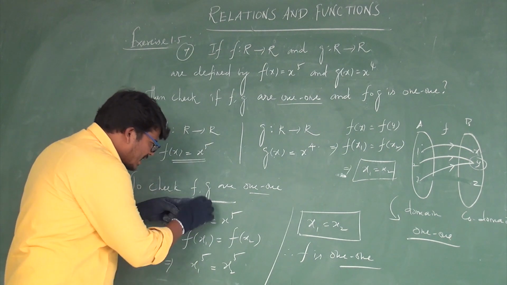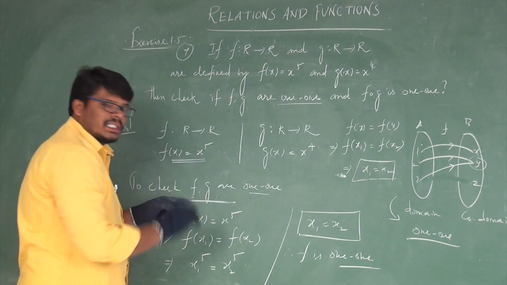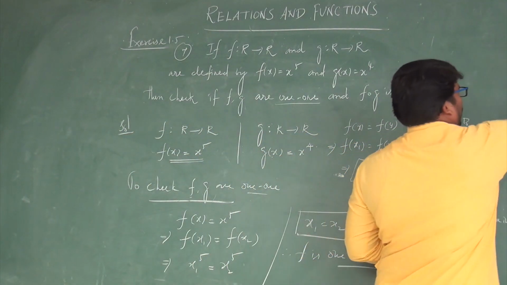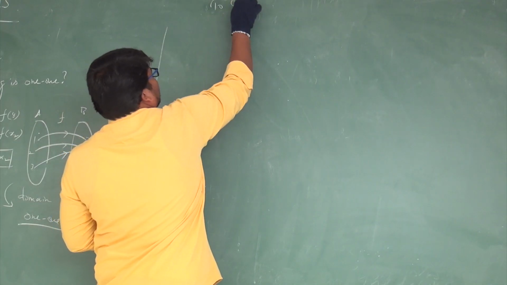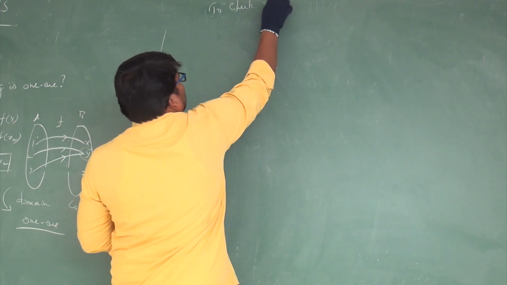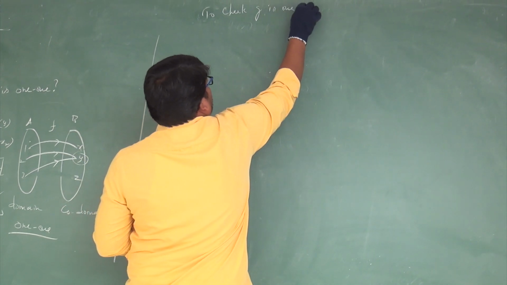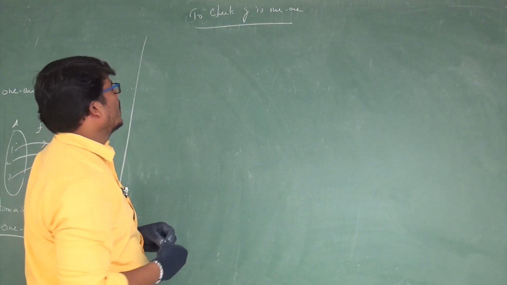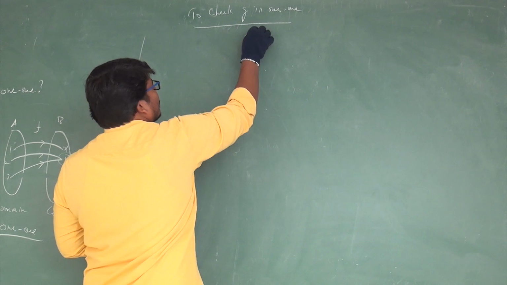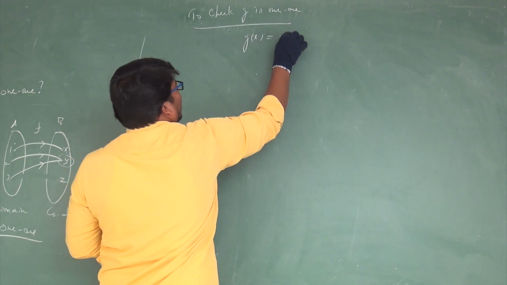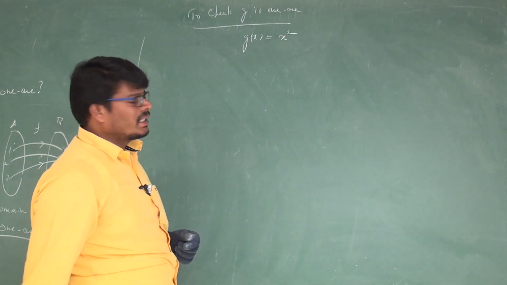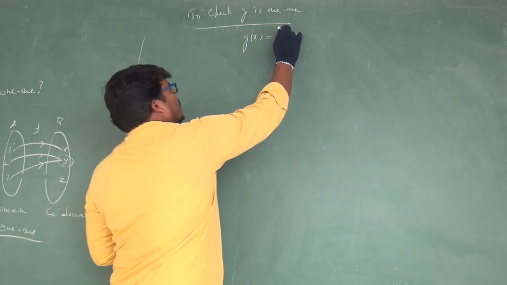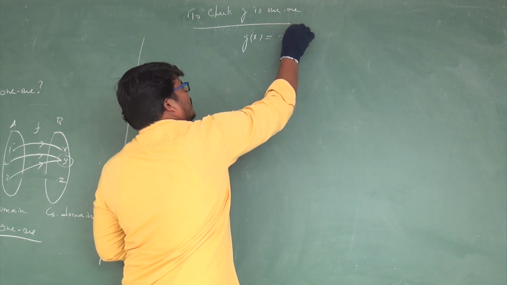Next, now check g. To check whether g is one-one or not, given the function g of x equal to x square. g of x is defined as x power 4.